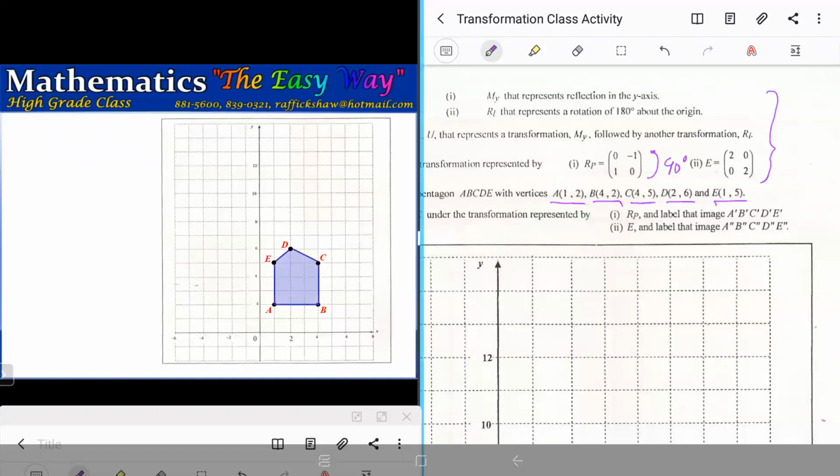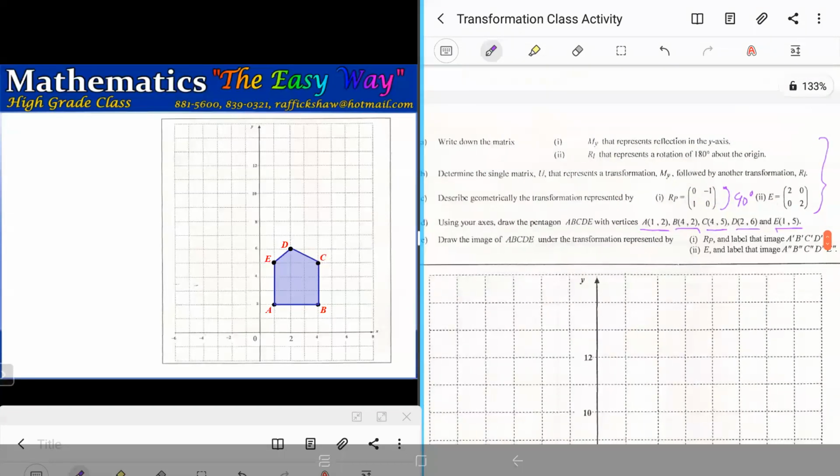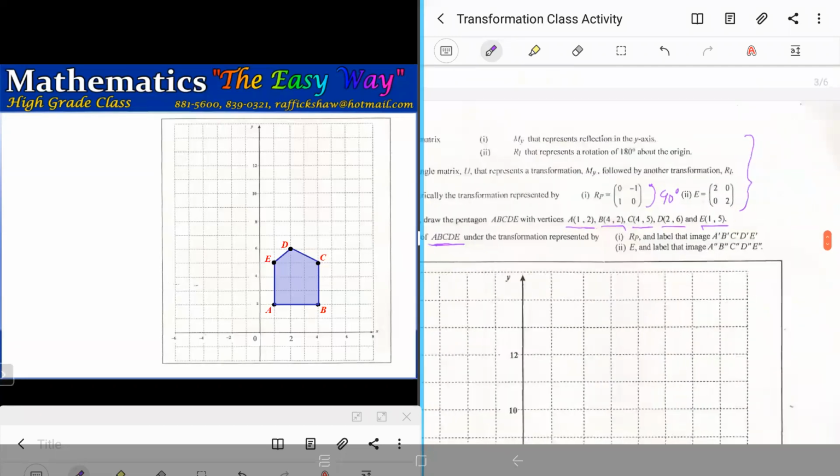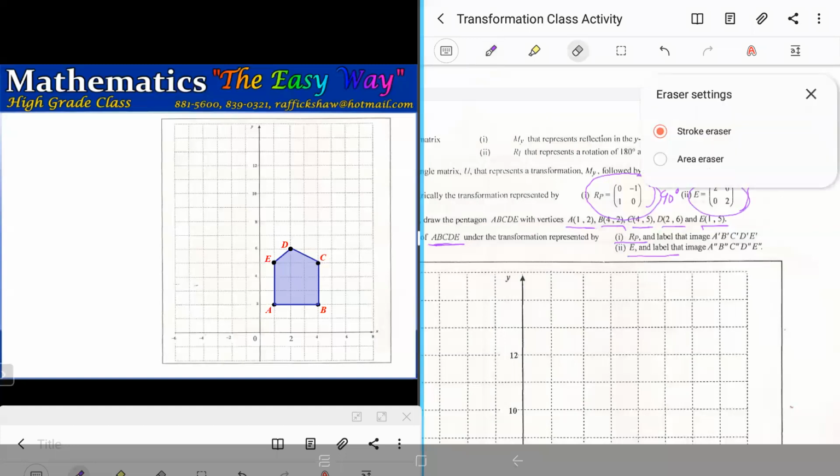All right, what do they want us to do with the pentagon now? First thing they want us to do, they said draw the image of the pentagon ABCDE under the transformations represented by RP. Remember RP is this one, the anticlockwise 90-degree rotation. And then they want the enlargement, E is that one. So they want us to do the rotation of the pentagon, and they also want us to do the enlargement.